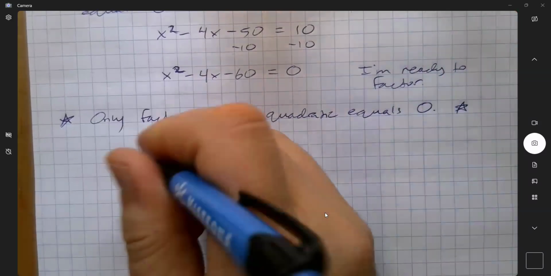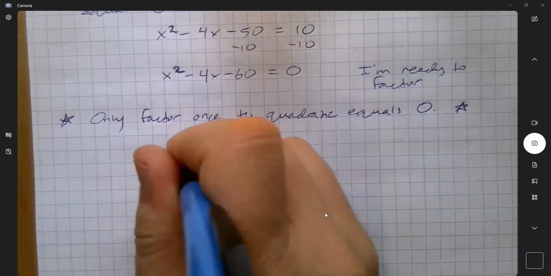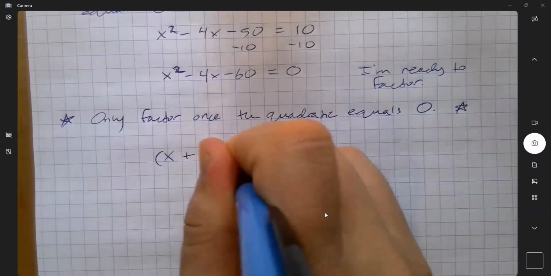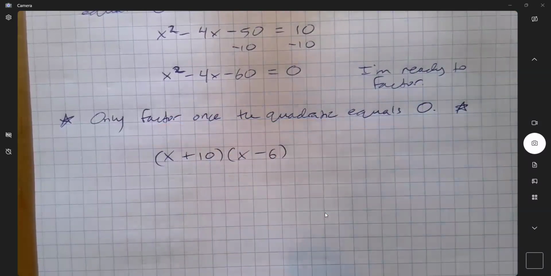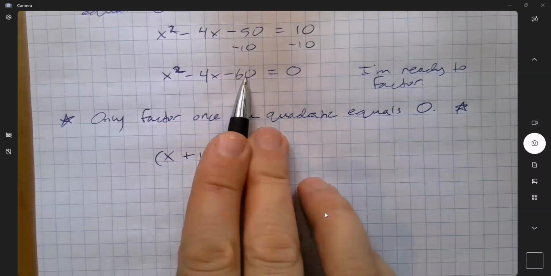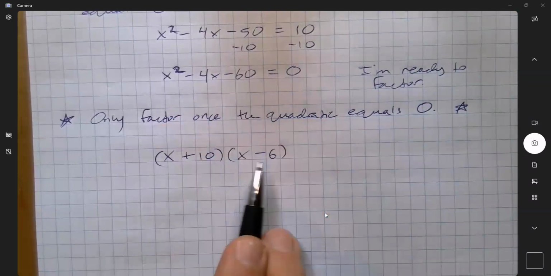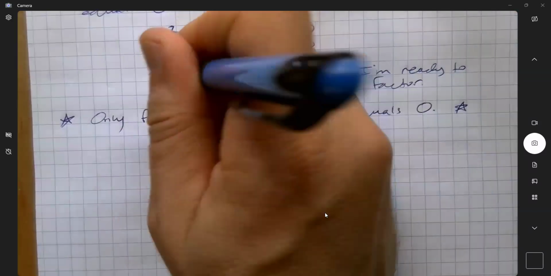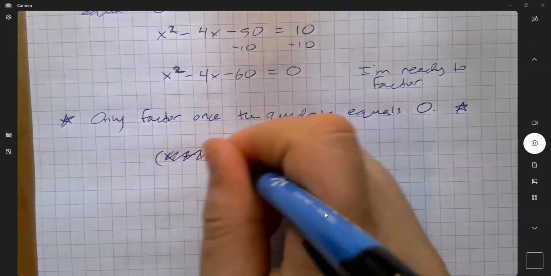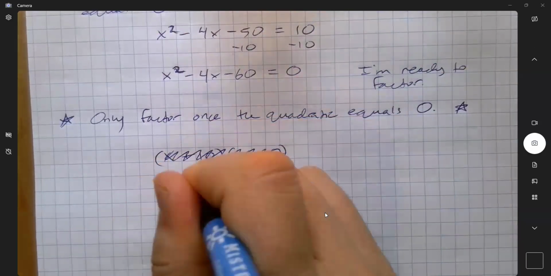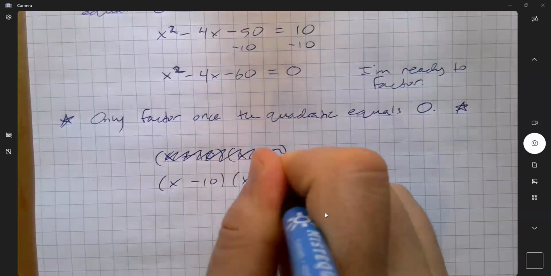So let's factor this new one. If I were to use the box method, I should find that it's x plus 10 and x minus 6, because 10 times negative 6 is negative 60, and 10 minus 6 is, let's make that, I did it wrong. Switch the signs, it should be x minus 10 and x plus 6.